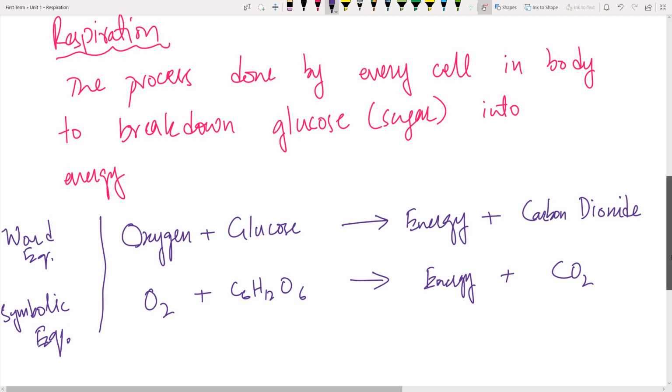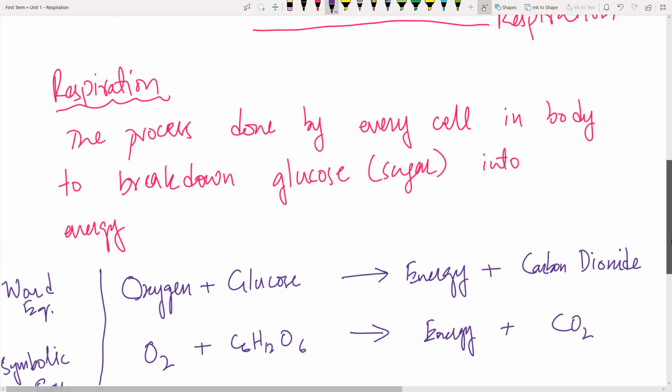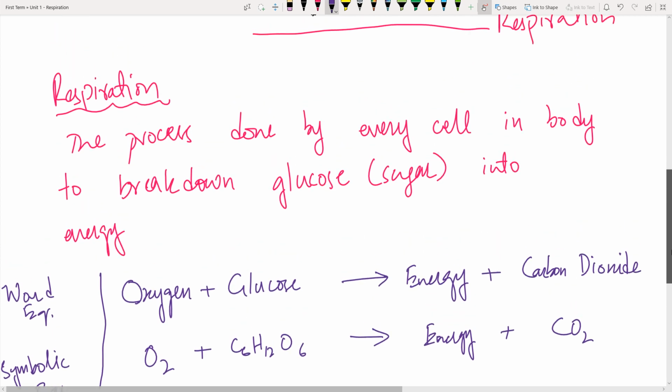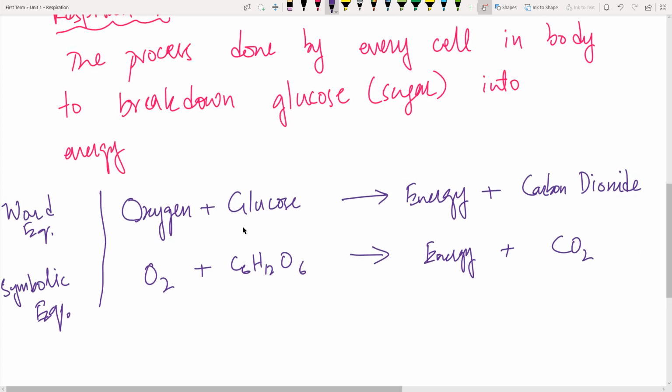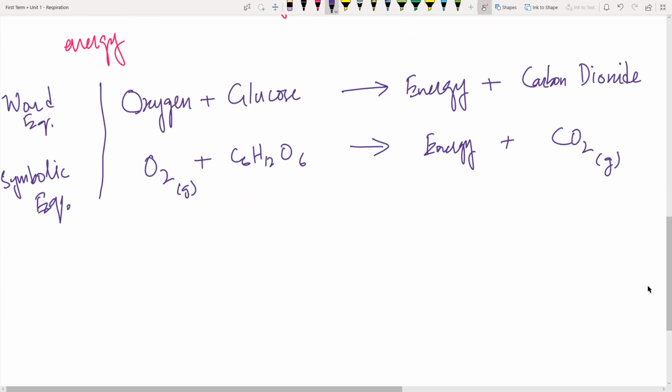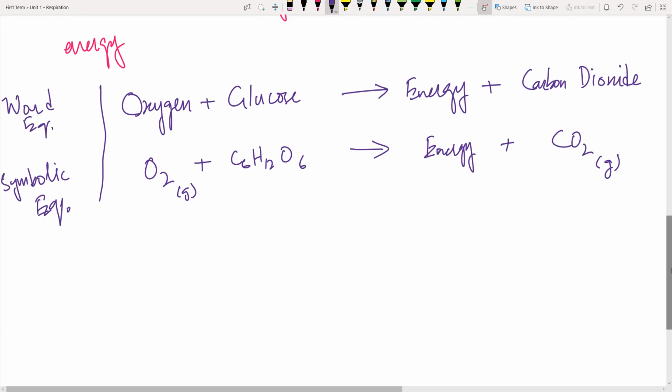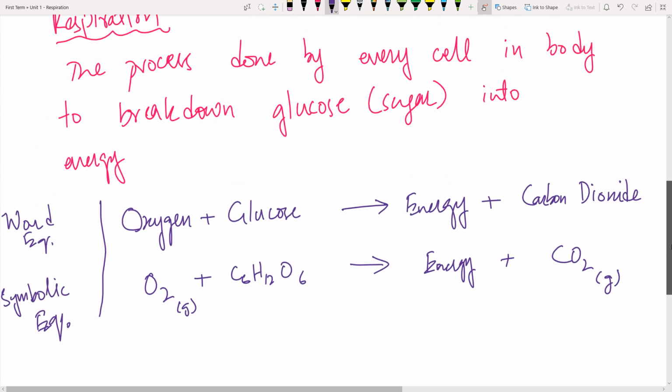You can be asked to write either of the two, and whenever you're asked a theoretical question, you're supposed to write both. That would be much better. Even if you don't know the formula of glucose, you can write glucose as is, but make sure that you write small g's with the CO2 and O2, because O2 is also a gas and CO2 is also a gas. So make sure to write these symbols as well. Okay, so this is respiration, which is done by every cell.